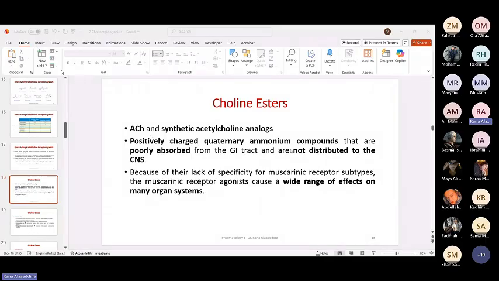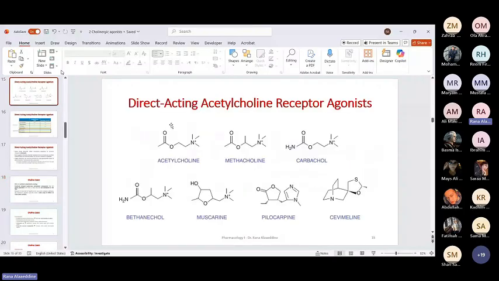Let me show this structure over here. Guys, can you see this structure? You see this positively charged nitrogen over here? This is an ammonium compound. When they have this structure, this is called an ammonium. This is a nitrogen with 4 bonds, and it's positively charged. That means those drugs cannot be absorbed.